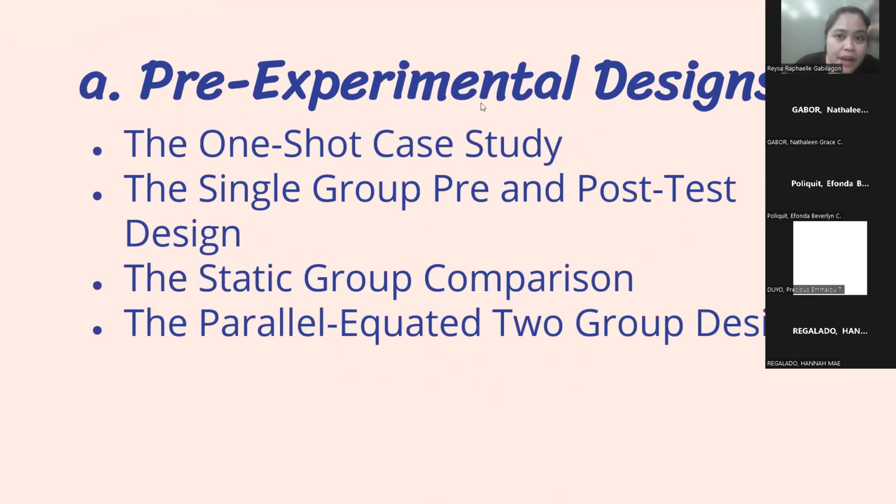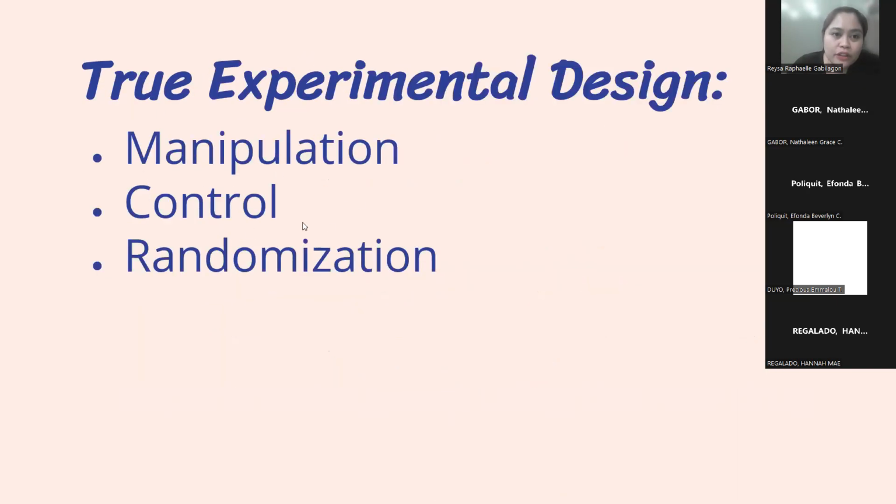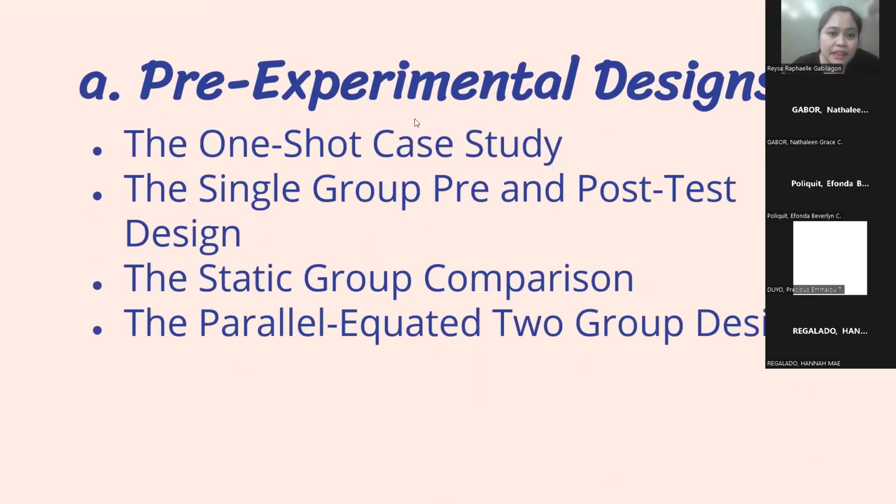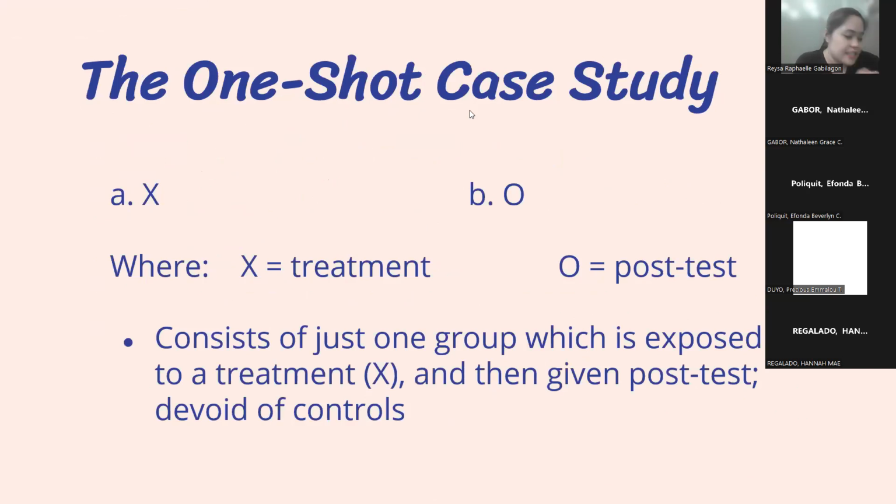So meron tayong first pre-experimental designs. These are not actually true experimental designs, but you may choose one from the following depending on the design of your research. Pero again kapag ganito yung design ninyo, hindi mo siya pwedeng tawagin na true experimental. Okay, kasi itong tatlong sinabi ko, manipulation, control, and randomization, hindi yan siya na-satisfy dito sa pre-experimental designs. So, isa-isahin natin sila starting with the one-shot case study. So, number 1, one-shot case study lang siya. You will just have one group of participants for this or one group of subjects.